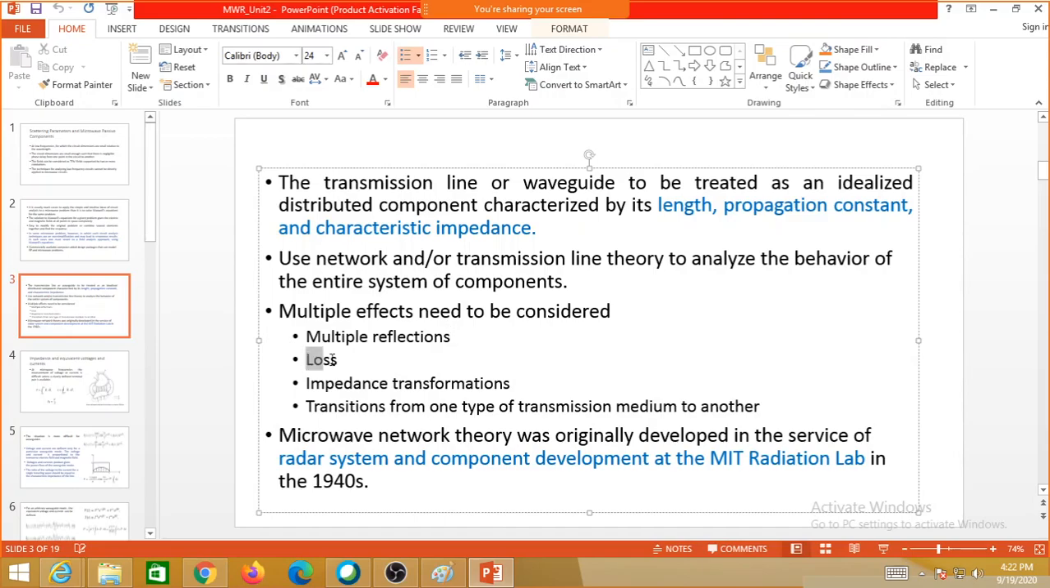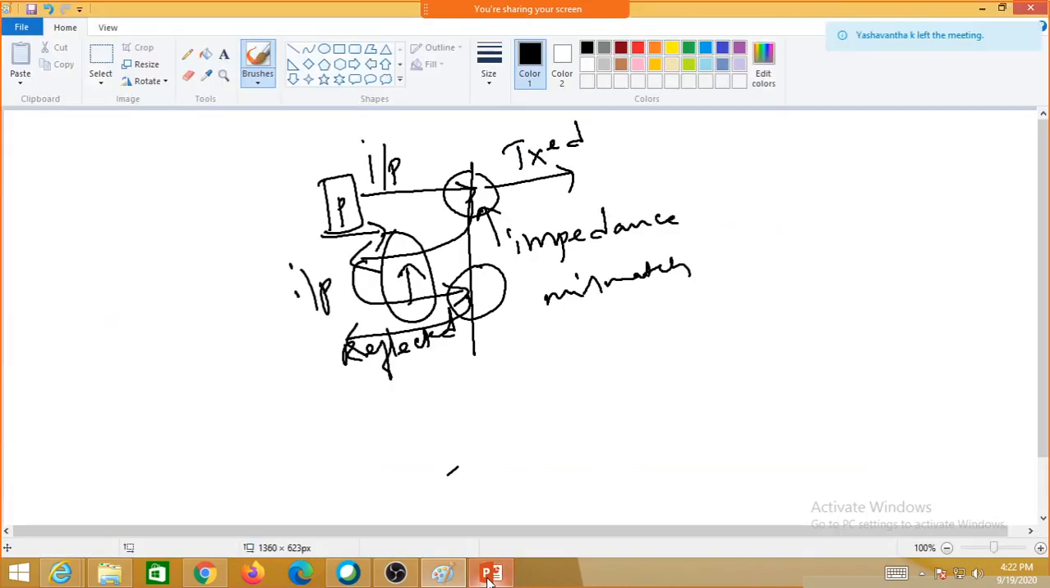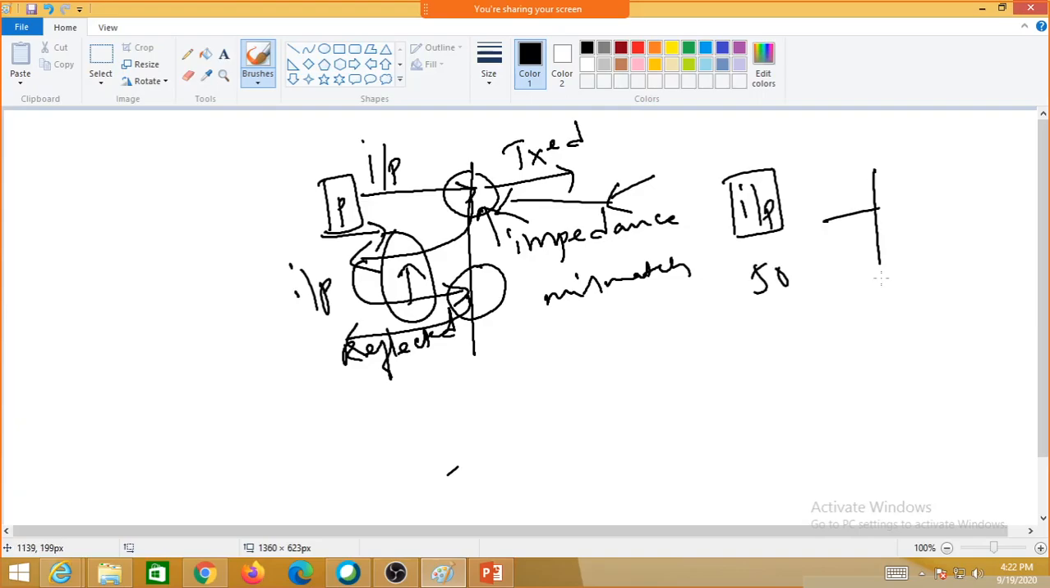So those losses we need to take into consideration. And also impedance transformation. If there is an impedance mismatch, how can we reduce the reflection, or how much can we transfer the impedance? Say for example, I have an input impedance of 50 ohm and I have some network here.